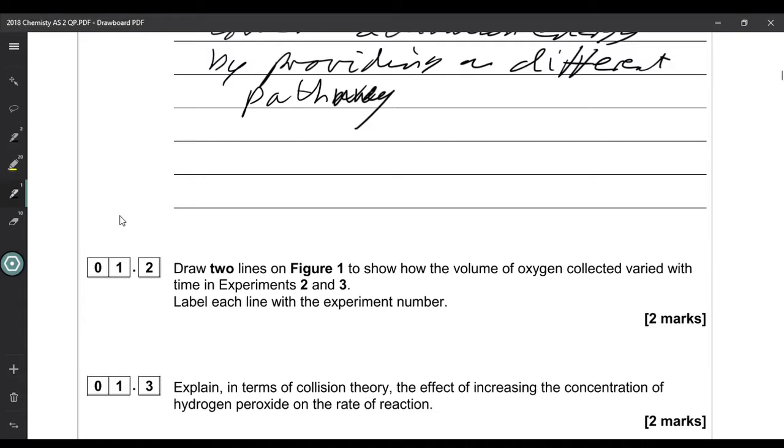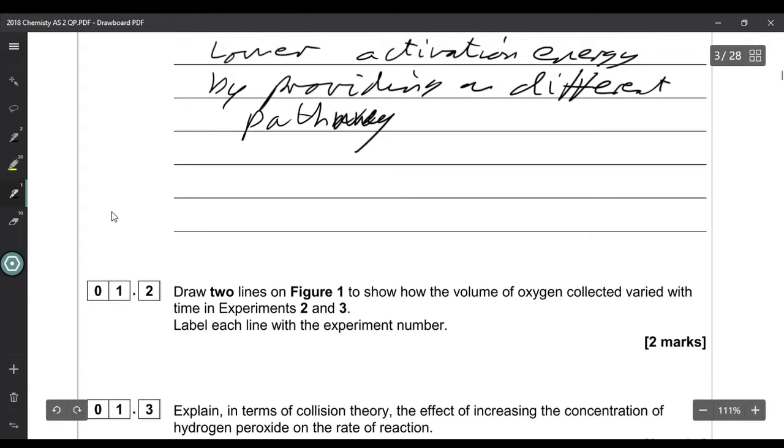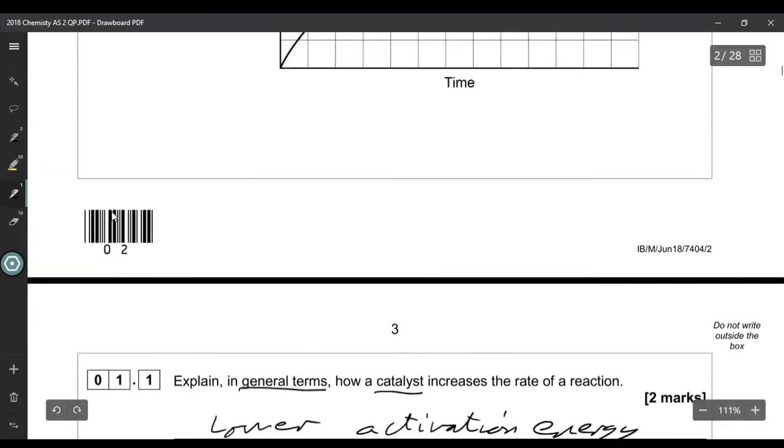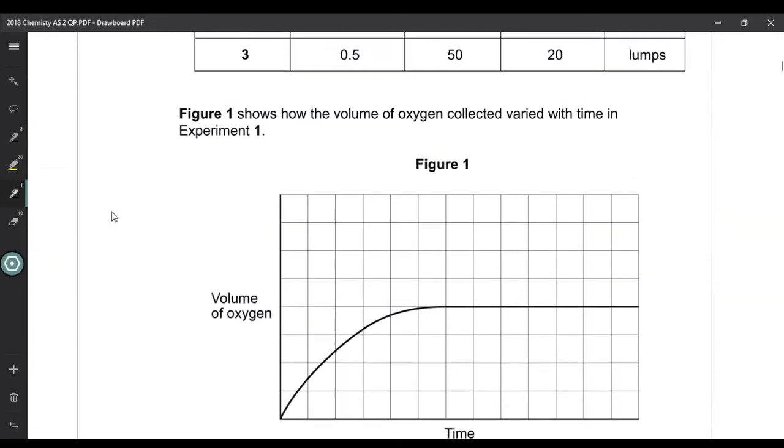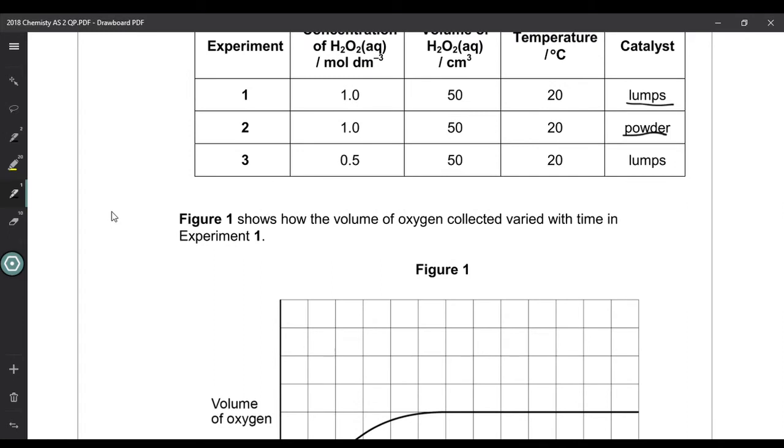So part 2 says draw 2 lines on the figure 1 to show how the volume of oxygen collected varied with time in experiments 2 and 3. Label each line with the experiment number. So if we go back to the diagram, we've already got the line for experiment 1. So how does it differ with 2? Well, we've got the same amount of hydrogen peroxide, both in terms of concentration and volume. The temperature is the same. The only difference is that it's a powder.